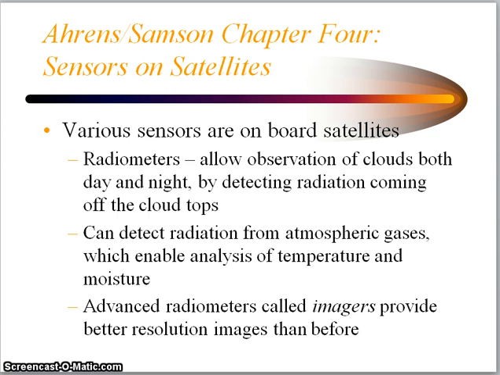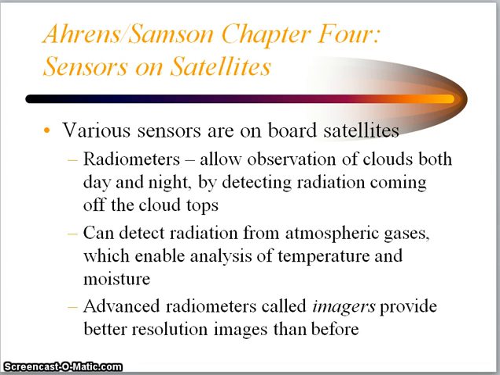Well, this is kind of a crude analogy, but when you use a radiometer, this senses radiation being emitted from the cloud tops, so we can tell which clouds are high, which clouds are low, which clouds are warm, and which clouds are cold, even at night when the part of the Earth we're taking a picture of is in darkness. We can also detect with these radiometers radiation from atmospheric gases, which enables us to analyze temperature and moisture content of the atmosphere from space.